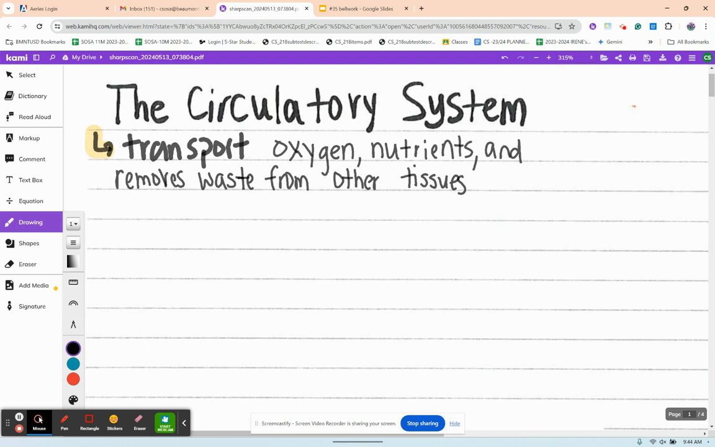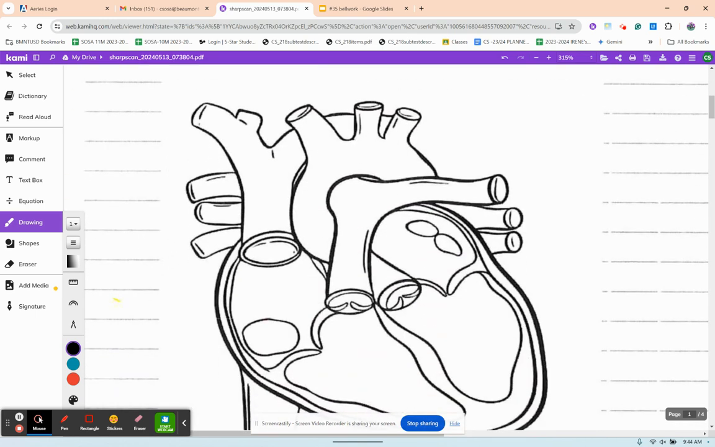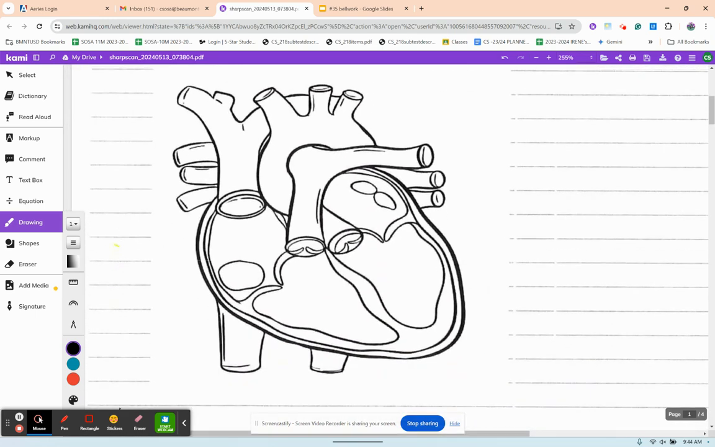Thank you. Okay. All right, so let's look here at our heart label diagram, all right? So the heart kind of works like it has a two pump system. One part pumps blood to the rest of the body, and the other part pumps blood to the lungs, all right? So let's start here with number 1.